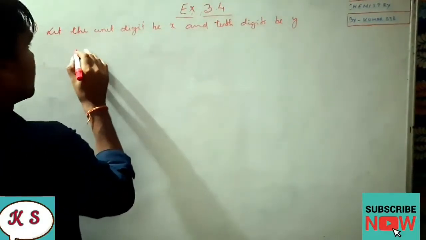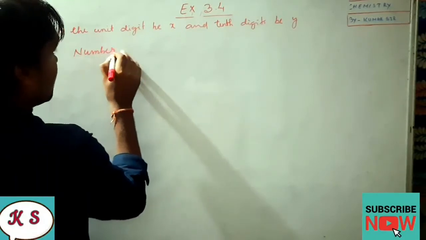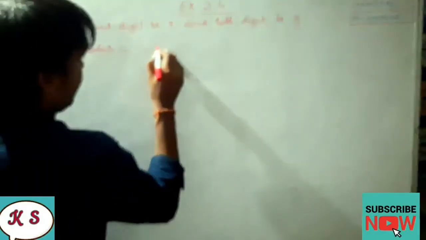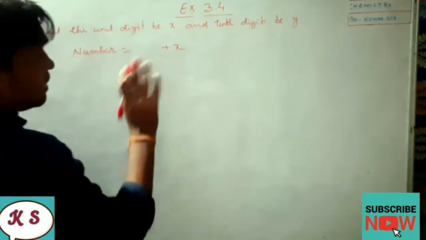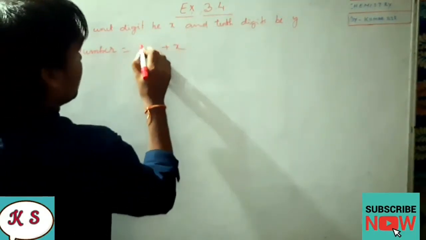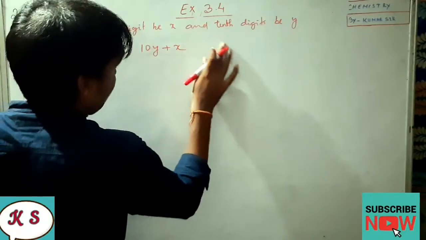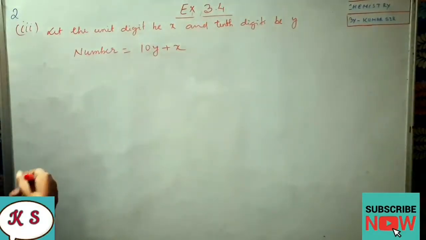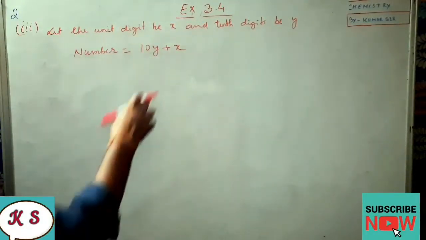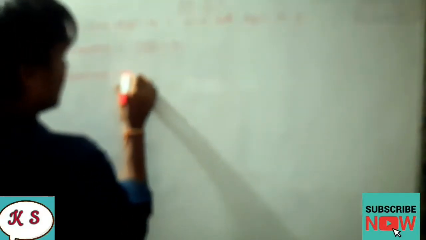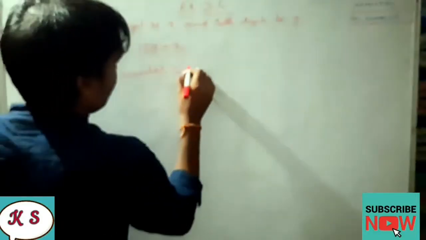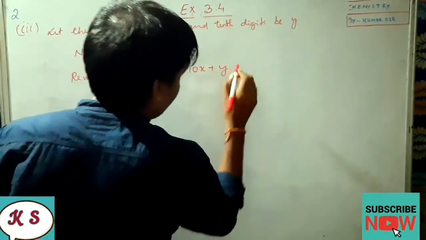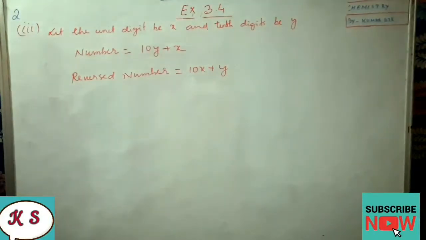Fine. So the number will be what? Number equal to, unit digit is what? x. So always plus, and the 10th digit is what? y. So that means 10 into y. This will be the number, right? Now they have said that the digits are reversed. Means the unit digit has come to the 10th place and the 10th digit has gone to the unit. So the reversed number will be 10x plus y. Okay, fine.